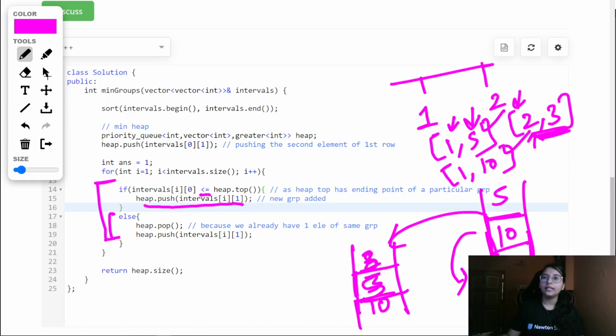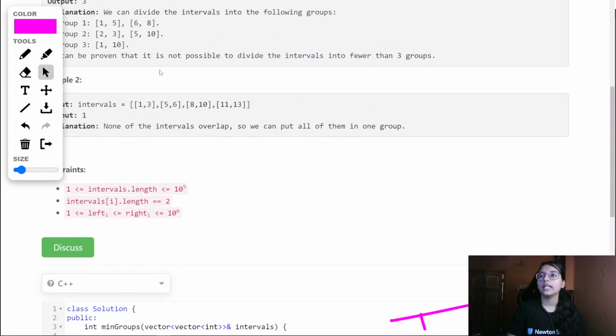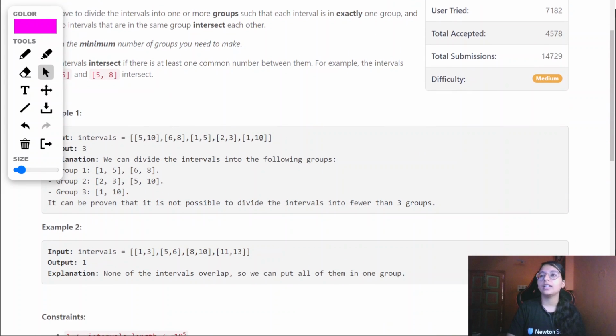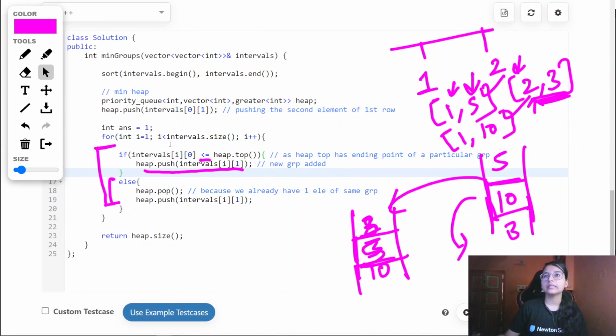Now the next element, I guess it was, not I guess, we should check. So the next elements: we were having 1, 5 was there, 1, 10 is there, then 2, 3 is there, then 5, 10 and 6, 8. Okay, 5, 10 and 6, 8 are the next intervals. So next one is 5 and then 6.